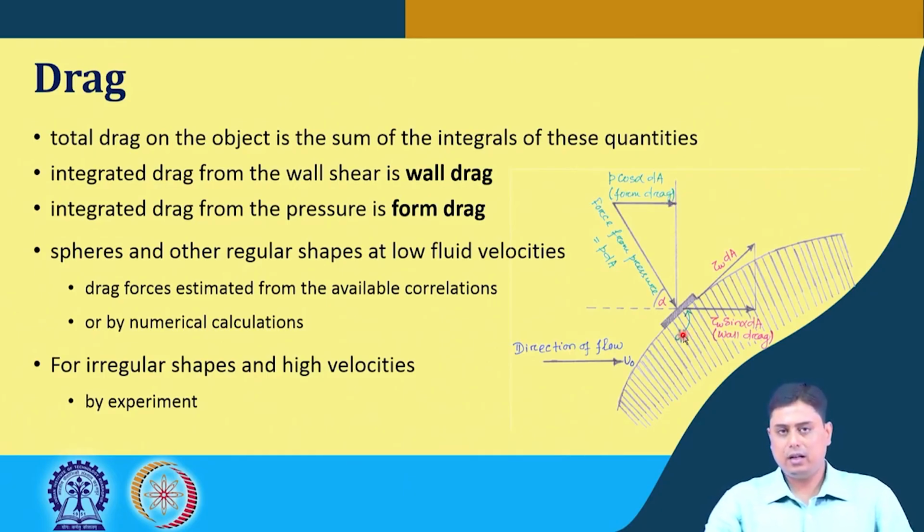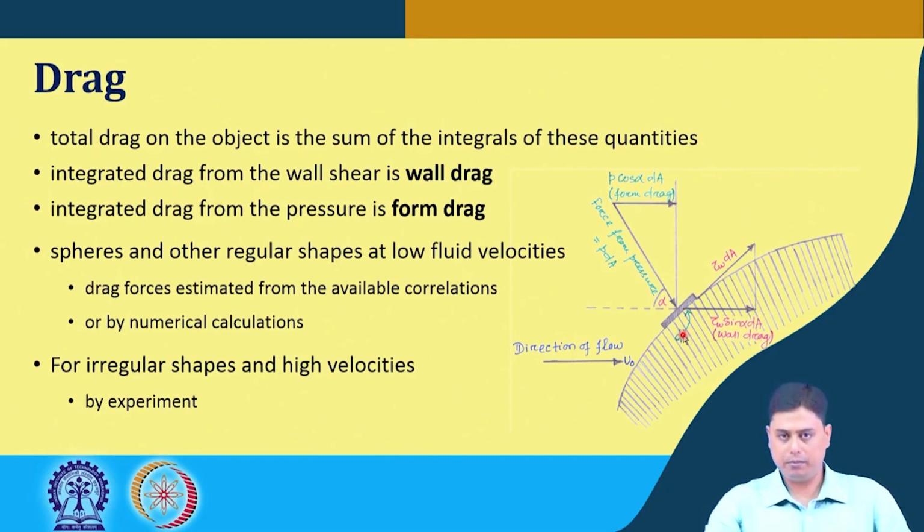Now for spheres and other regular shapes at low fluid velocity, regular shape means cubic shape, cylindrical shape, such objects or particles, at low fluid velocities the drag forces can typically be estimated by well substantiated correlations that researchers have already developed through several experiments and numerical or theoretical calculations.